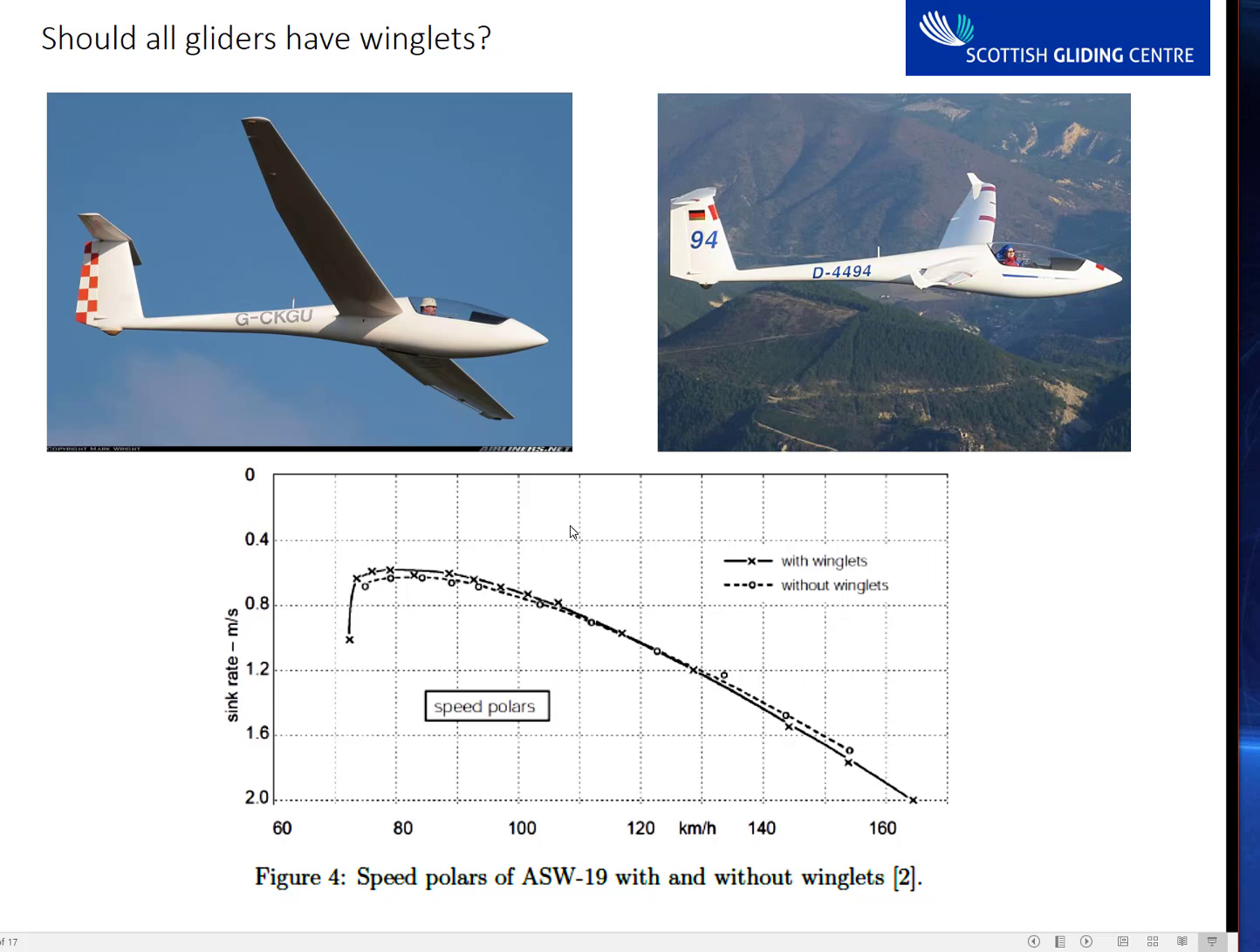Now, why don't all gliders have winglets? Well, this is an ASW 19, and we see the speed polar with and without winglets. And what we see here is that without winglets, the rate of sink is greater at lower speed than it is at higher speed when compared to a wing fitted with winglets. So at low speed, the winglets would reduce our rate of sink and therefore increase our endurance, but at high speed the winglets increase our rate of sink and therefore the winglets reduce our endurance.